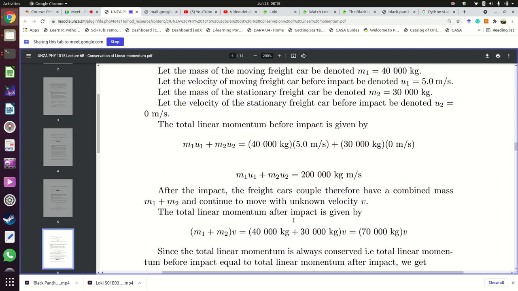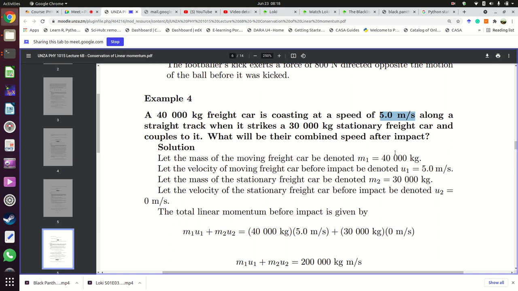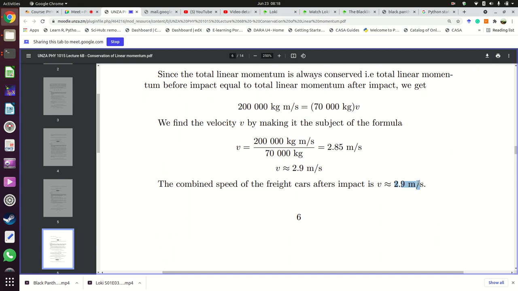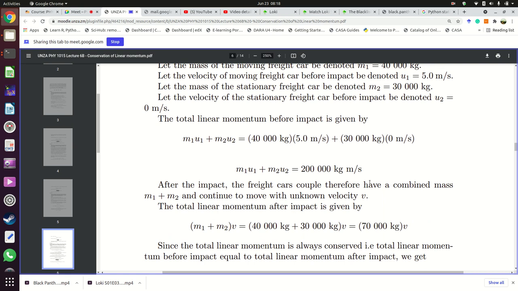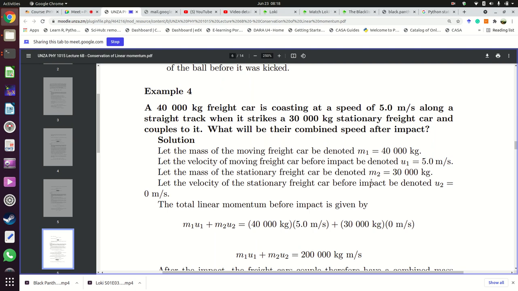The first car had a velocity of 5 meters per second. Then after impact, the combined velocity is 2.9 meters per second. So the velocity of the first car is reduced by the impact. And that's basically what happens. When you collide with something, we expect your velocity to reduce.